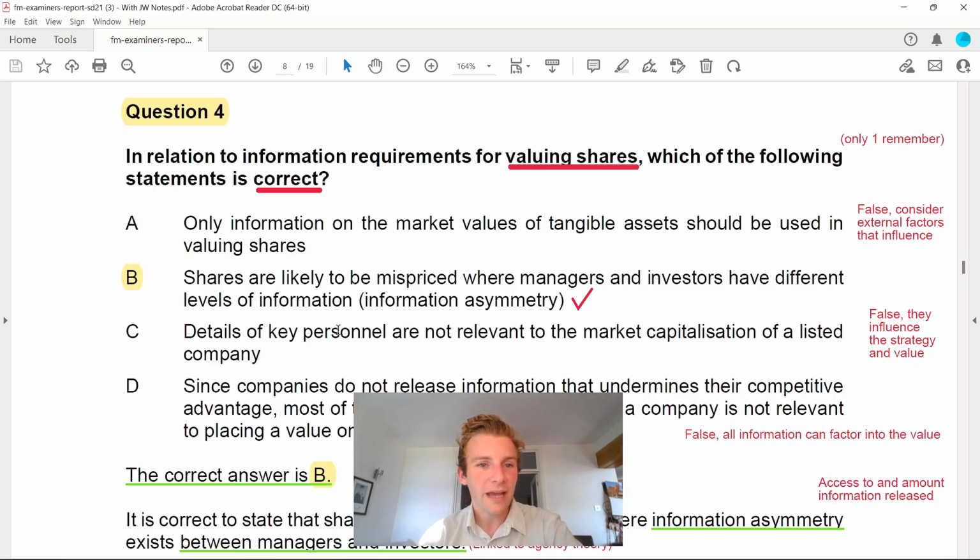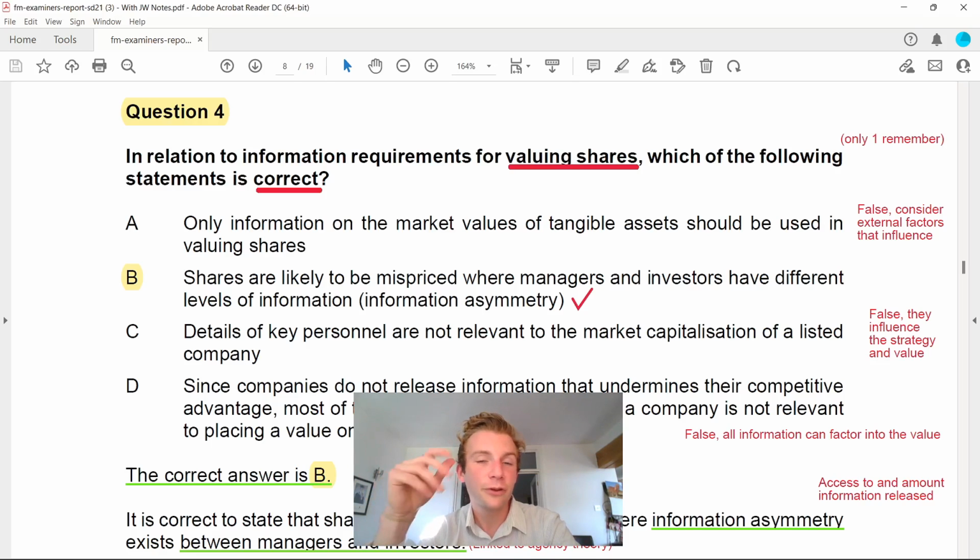Nicely moving on to, again, a different kind of question now for question 4. Notice I've only identified valuing shares, is it correct? And only having to actually answer one of them. So in relation to the information requirements for valuing shares, which of the following statements is correct?